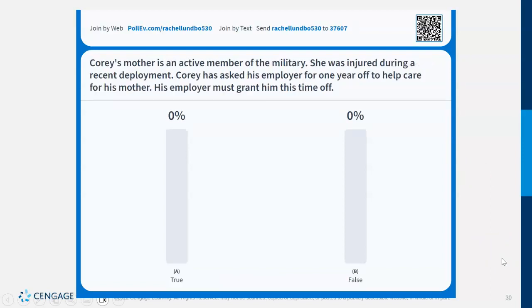True or false? Corey's mother is an active member of the military. She was injured during a recent deployment. Corey has asked his employer for 1 year off to help care for his mother. His employer must grant him this time off. That is false, but only because he's asking for a year. In this situation, if Corey's mother is severely injured, Corey may ask for 26 weeks off or 6 months.